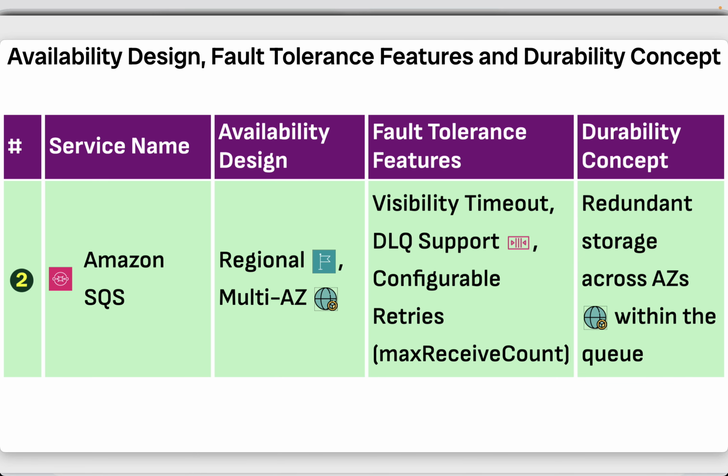Next, Amazon SQS is also regional and multi-AZ. Fault tolerance includes visibility timeout, dead letter queue support, and configurable retries with max receive count. Durability comes from storing messages redundantly across multiple AZs within the queue until they are processed and deleted.